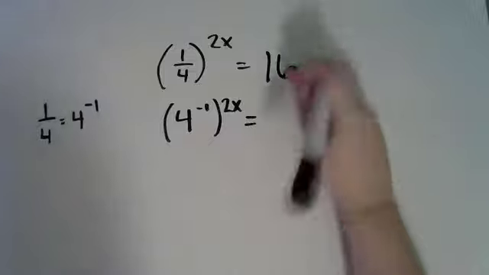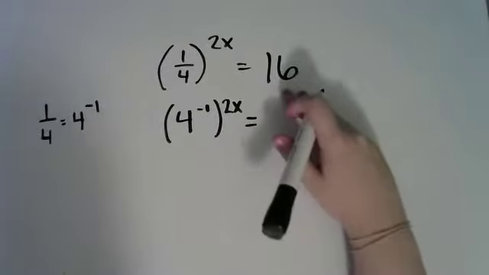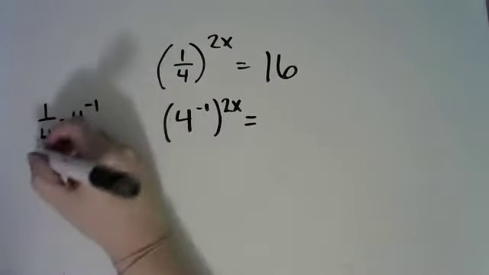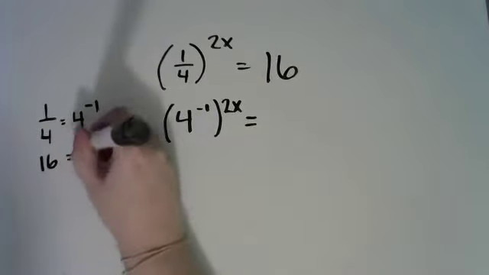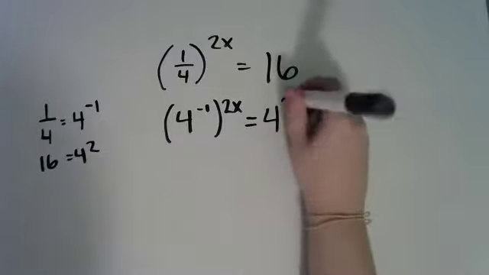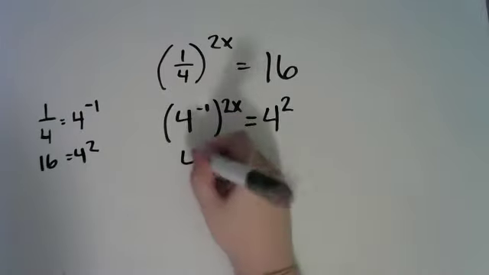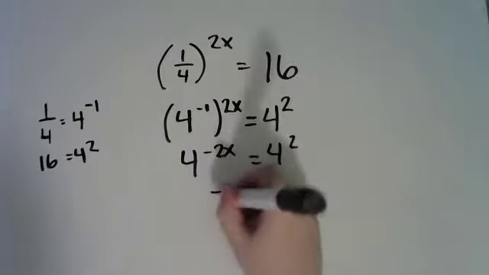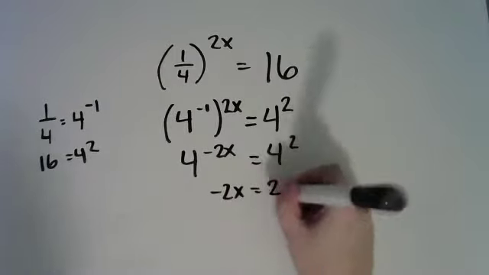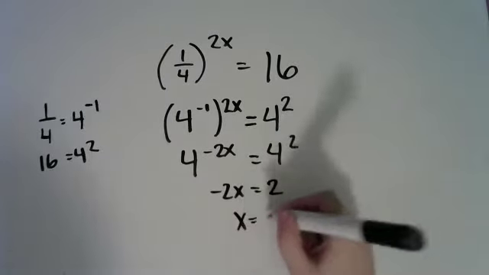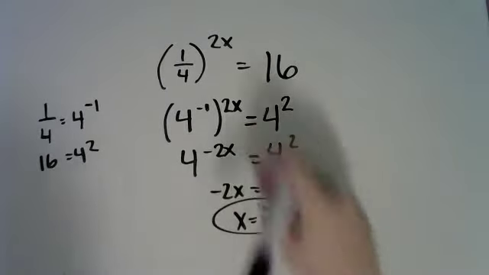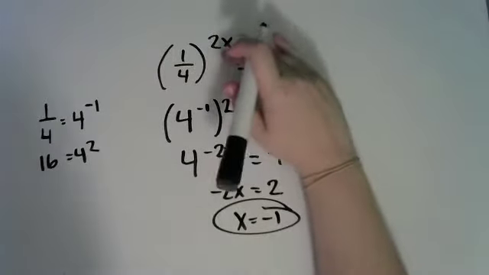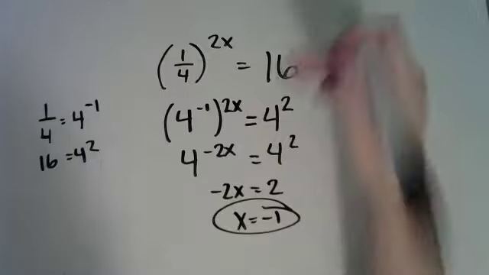On the other side, we have a 16. Is there a way to make 16 the same base as a 4? Well, 16 is 4 squared. Using the power rule, we have 4 to the negative 2x is equal to 4 squared. The bases are the same, so the exponents must be equal. X is equal to negative 1. Plug it in here, type this side of the equation into your calculator. Does this equal 16?